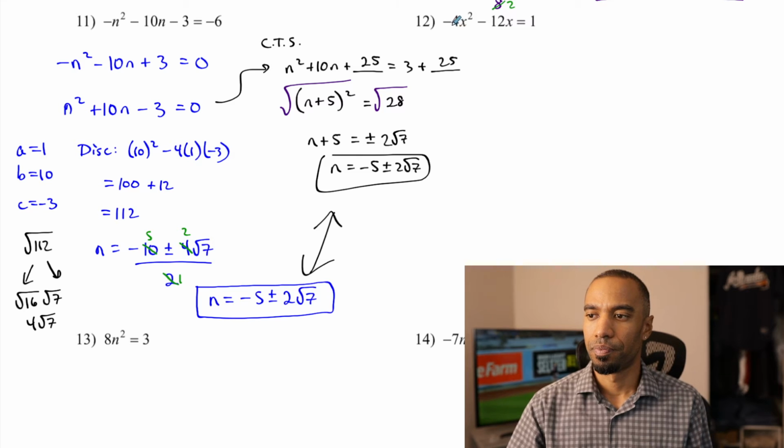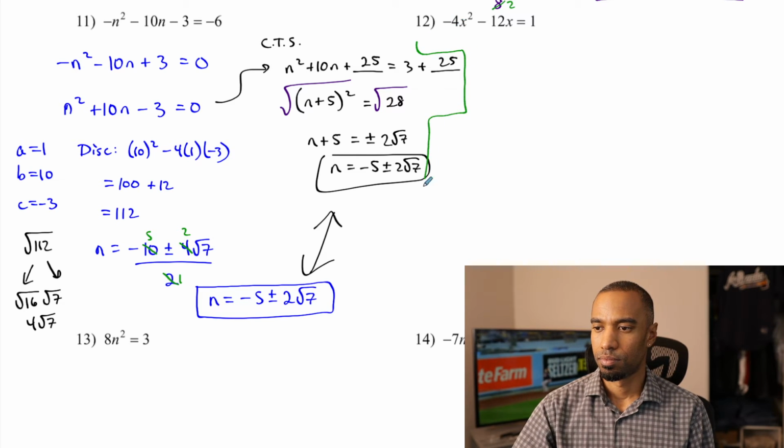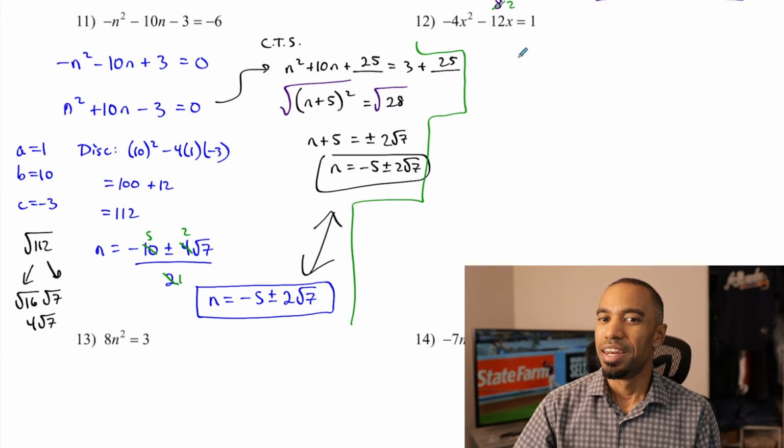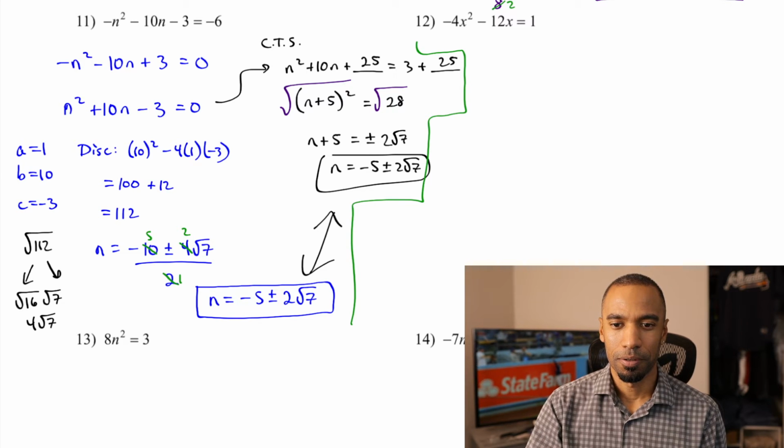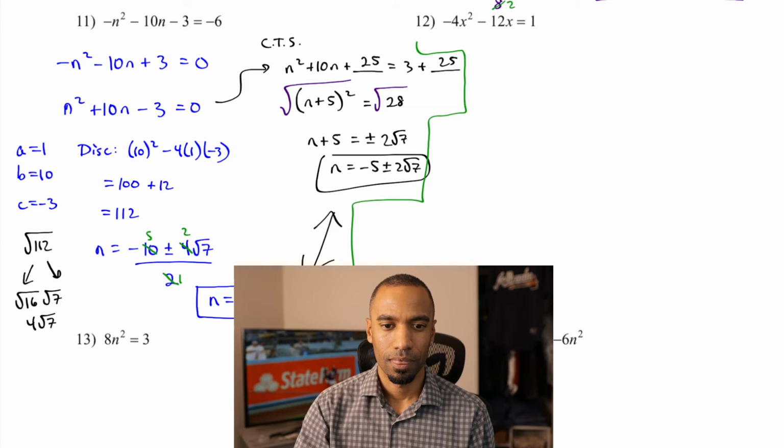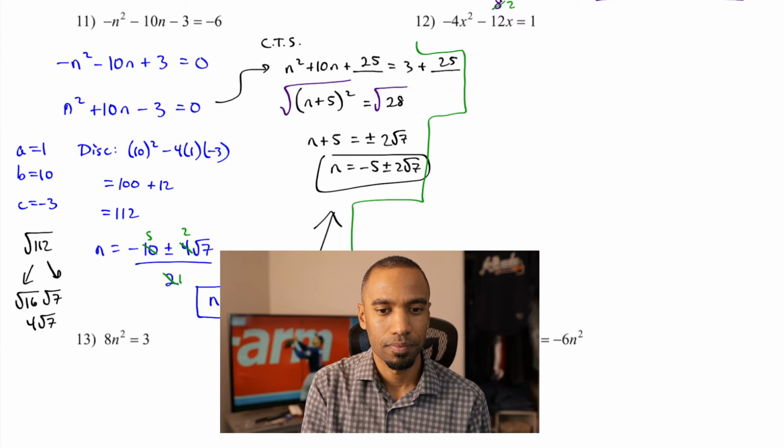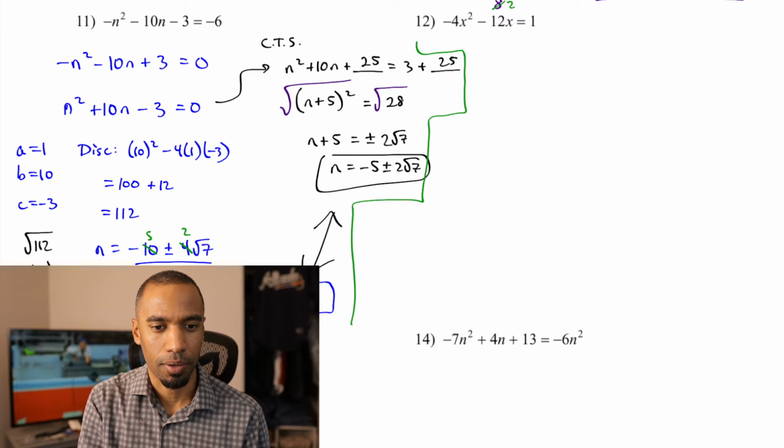All right, number 12. Number 12. Negative 4. Let me move myself here. Give me one moment. My mouse is kind of bugging. All right, here we go.